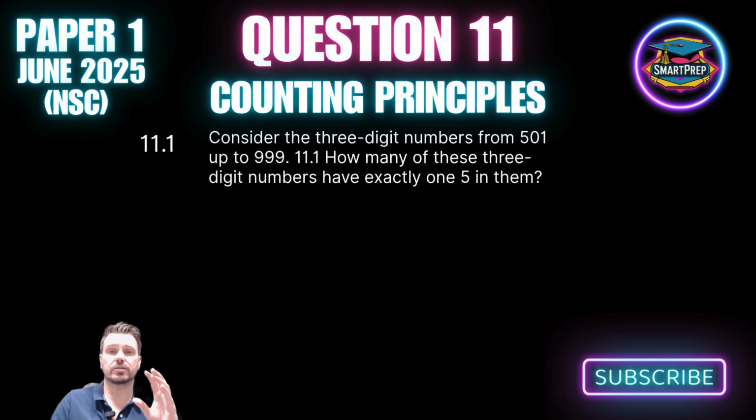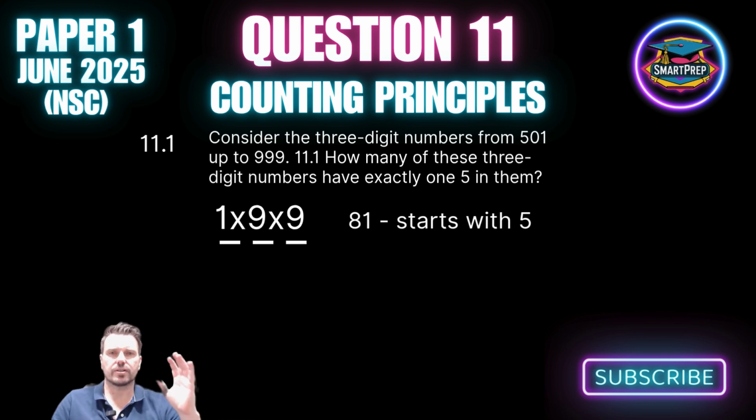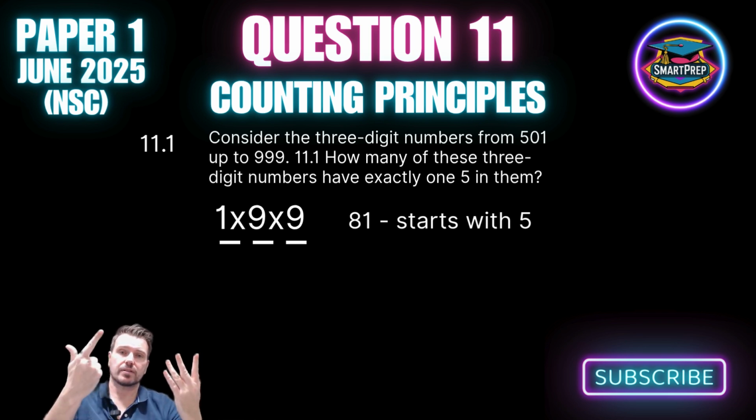Okay, so what we need to do is start with the numbers that begin with 5. If they start with a 5, that means that we cannot use a 5 again. So for the second and the third digits there will be 9 options: 0, 1, 2, 3, 4, 6, 7, 8, and 9. That's 9.